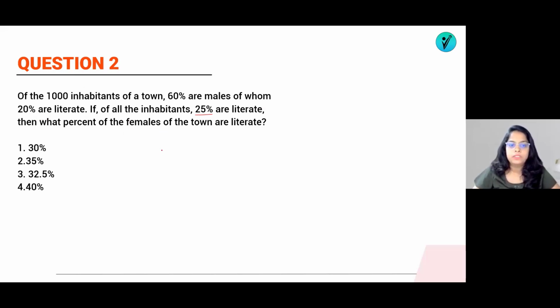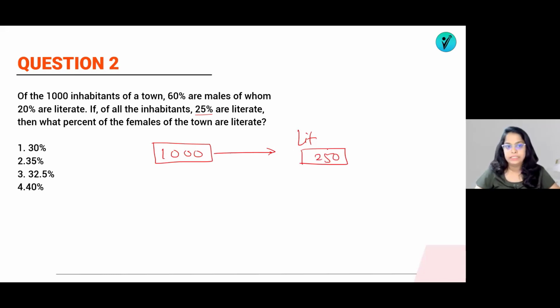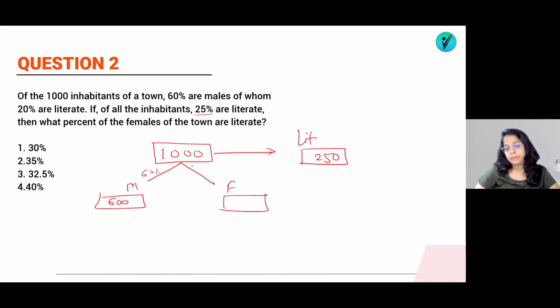So total are 1,000 inhabitants. And what we know is, if in all the inhabitants 25% are literate, then 25% of 1,000 will be 250 literate. So what are they saying? Out of it 60% are male. If I divide this 1,000 into male and female, male is 60%, which means 600, and female will be 40%, the remaining. 60% male means 40% will be female. So 400 are female.